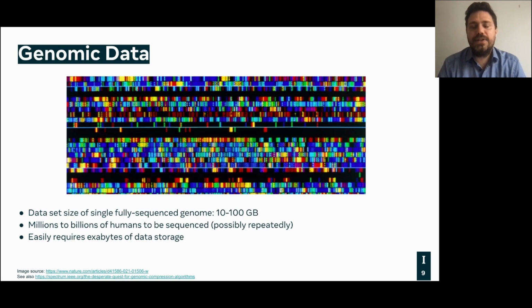There's also a growing amount of genomic data, and there's a growing need to find new compression algorithms for those. At this point, the size of a fully sequenced genome is about 10 to 100 gigabytes. And as medicine advances, we may want to do this millions, if not billions of times, sequencing every human. And in fact, not only once, but possibly repeatedly, because genomes may differ in various cells in the body. So all of this together easily requires exabytes of available storage.